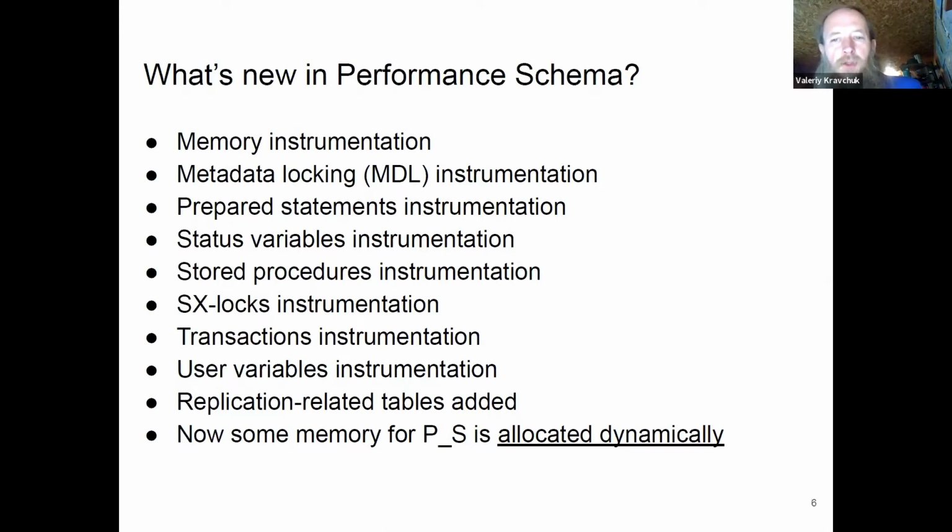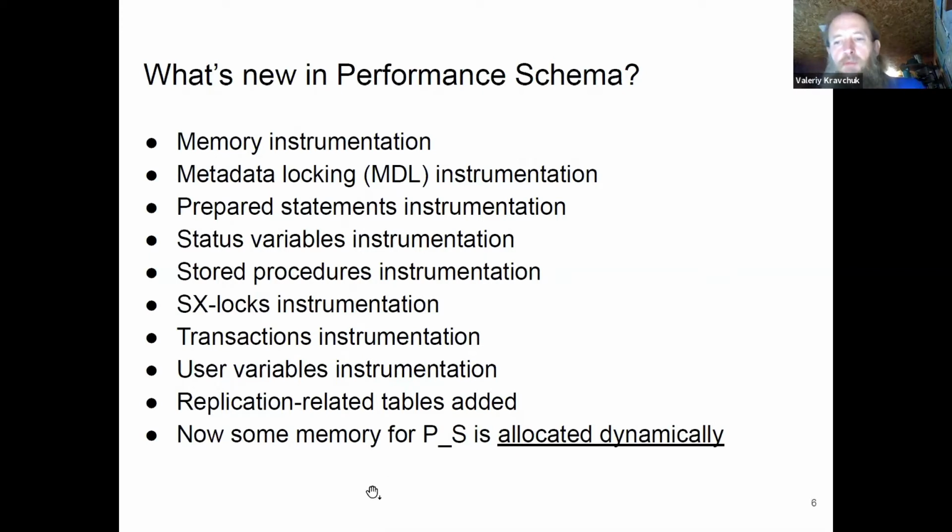We have additional instrumentation for transactions that makes the system of events that we can have timed more complete, so we can understand where the time is spent. Now it starts from a transaction that consists of statements that pass through different stages, and we have waits. So we also have user variables instrumentation, and replication related tables are work in progress.